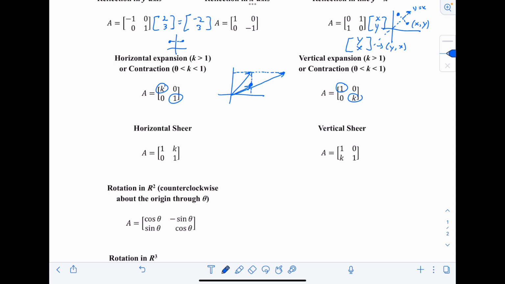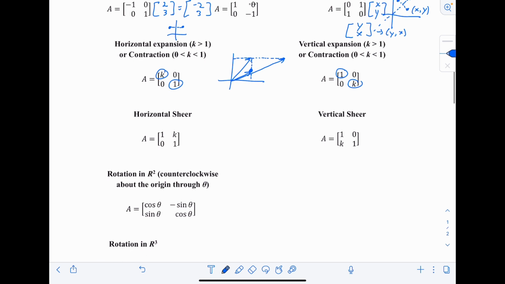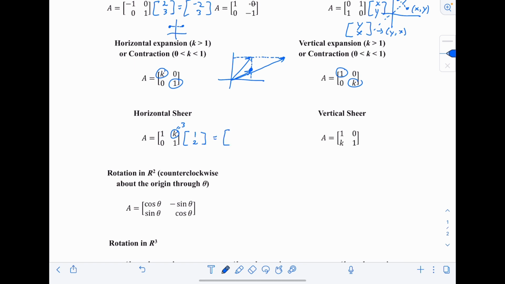Same with vertical. If I want to do a vertical expansion or contraction, I'm multiplying the vertical number to create that expansion or contraction. Here, the way that this works, I'm just going to show you by example. Let's take a point like 1, 2, and let this k value be 3, for example. So we're going to do a horizontal shear of 3. When I multiply this out, what I get is 1 and 6 is 7, and then 0 and 2 is 2. Notice that it's a horizontal shear, and it's the horizontal number that changed. This is the ordered pair, then 7, 2, or the vector 7, 2, I should say.